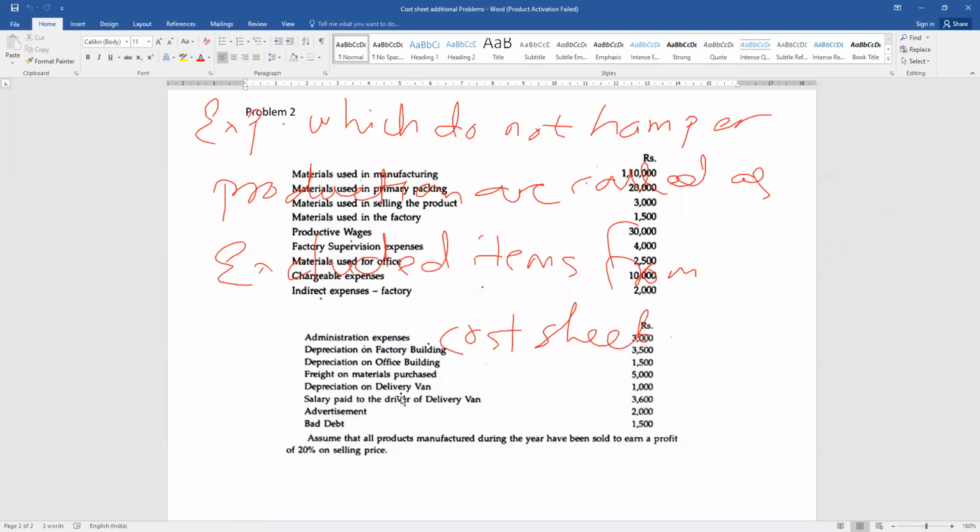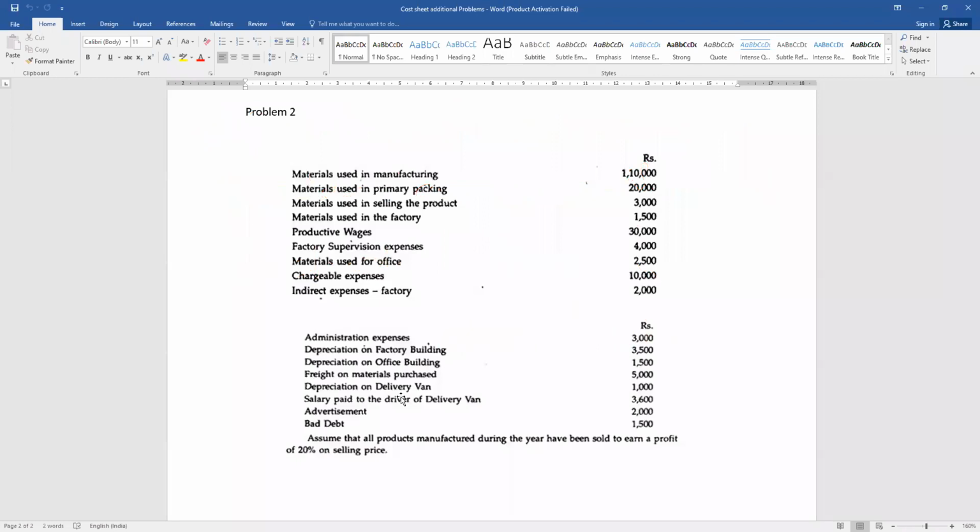So when we are preparing the cost sheet, we will cleanly exclude bad debts. We will not consider it in the cost sheet. Is that clear to you guys? Any questions on it? So shall we start solving the problem? अरे जल्दी जल्दी बताओ यार, हाँ या ना? Yes, ma'am. Okay.